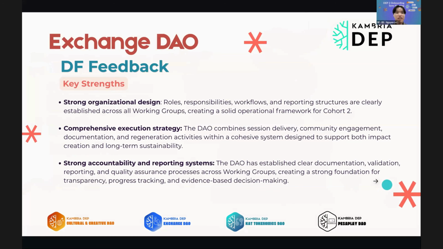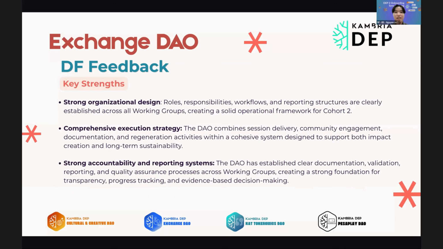Okay, so the first thing is I want to share about our key strengths on the master plan and working group plans. The first is a strong organizational design throughout the plans. The roles, responsibilities, workflows, and reporting structures are clearly established across all the working groups, and this creates a solid operational framework for cohort 2 and for every member to interact and work toward the goal.